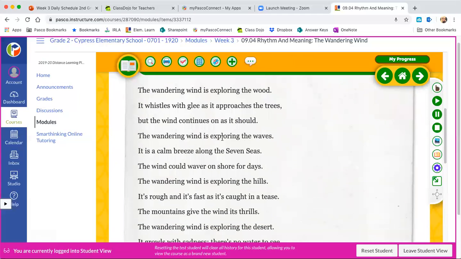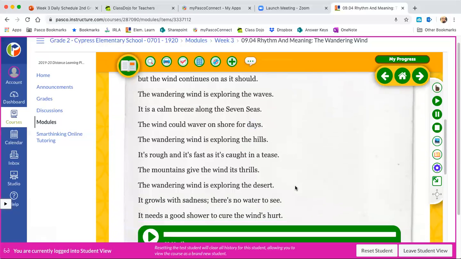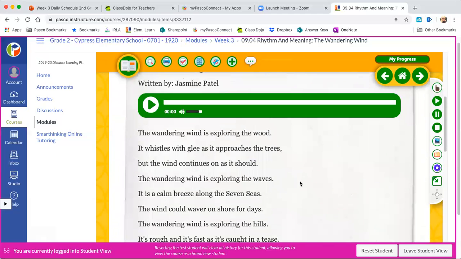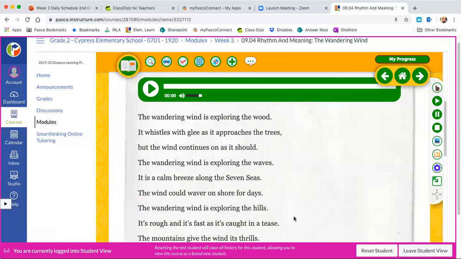The wandering wind is exploring the waves. The wind could waver on shore for days. That's right. Waves and days are the rhyming pair there. See if you can scroll through the poem when you get to this lesson yourself and find the other rhyming pairs. Okay, the other thing we were supposed to listen for was alliteration.